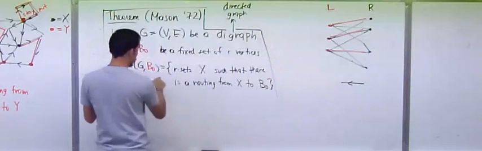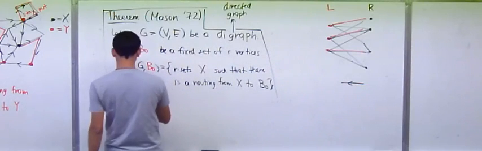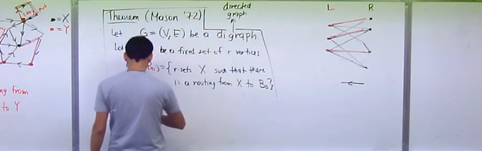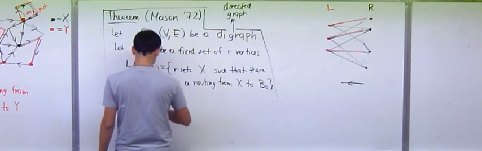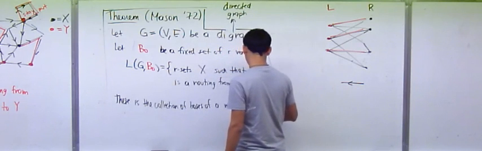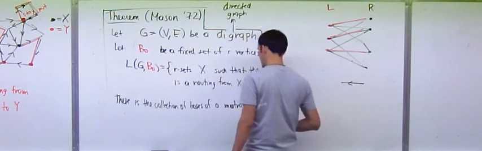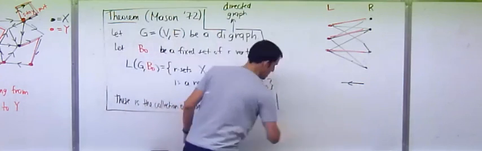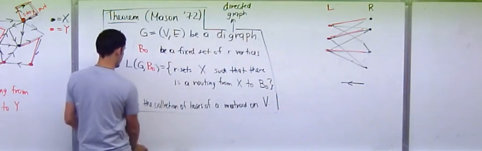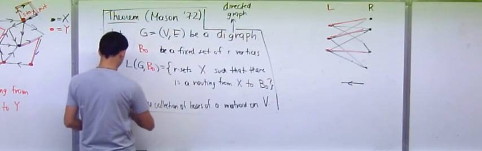So the theorem is that this is a matroid. These are the bases of a matroid. Theorem: this is the collection of bases of a matroid on V. When you said this, you refer to L of G, B0. Yeah. Right.